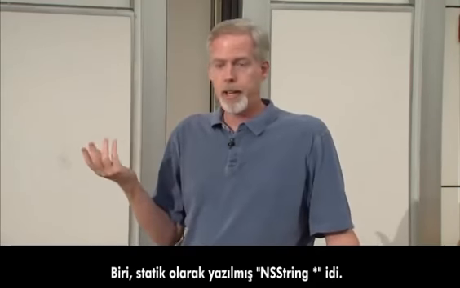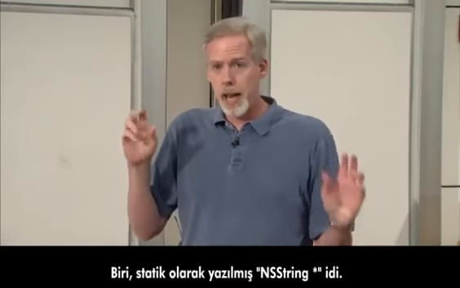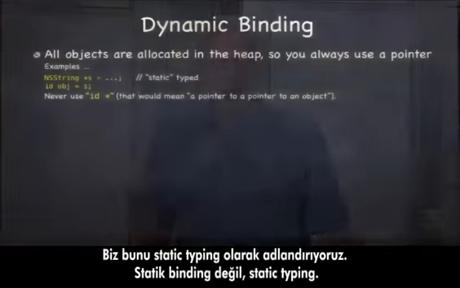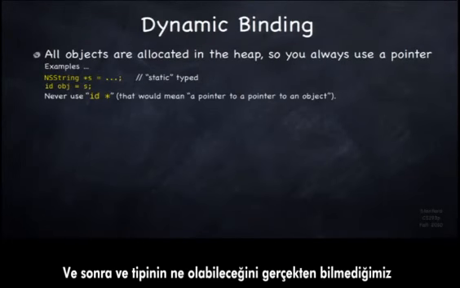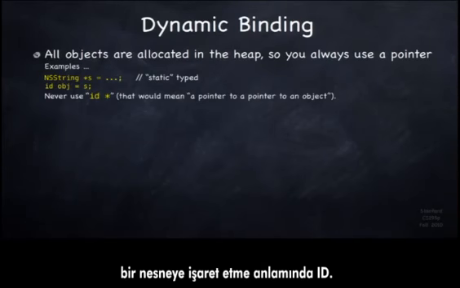One is like NSString*, which is statically typed, we call that static typing. Not static binding, static typing. And then id, which just means pointer to some object. We don't really know what type it might be.